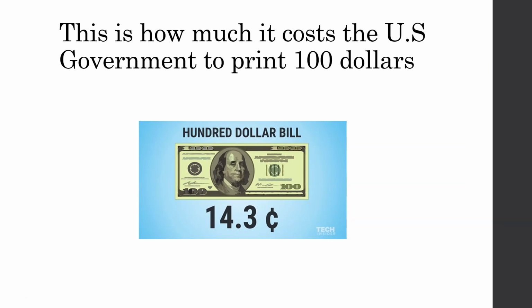Normally, I'd show you guys a whole chart in my classroom that literally goes through all these things, but I'm just going to stick with one just for time's sake. It costs the United States government 14.3 cents in materials, the ink, the cotton fiber paper, etc., to print a $100 bill. But yet a $100 bill is worth $100. Why is currency like the $100 bill worth $100 if it only costs 14 cents to make?